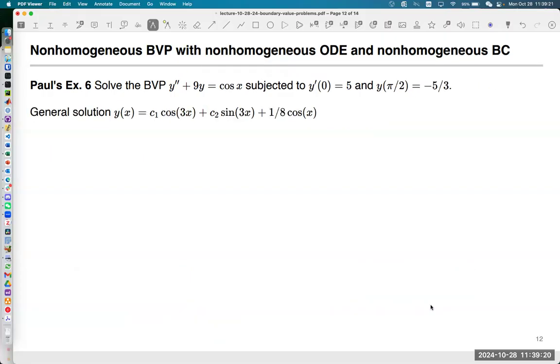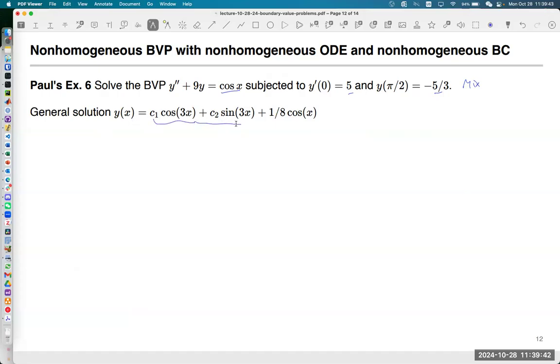Okay, more complicated one. This time we have a non-homogeneous ODE subjected to non-homogeneous conditions. And this is first derivative, original function, so this is a mixed condition. And here I have given you already the general solution. You should be able to do this on your midterm.